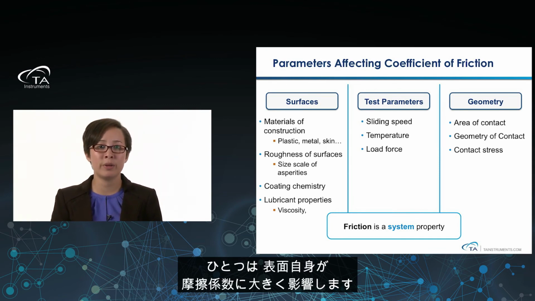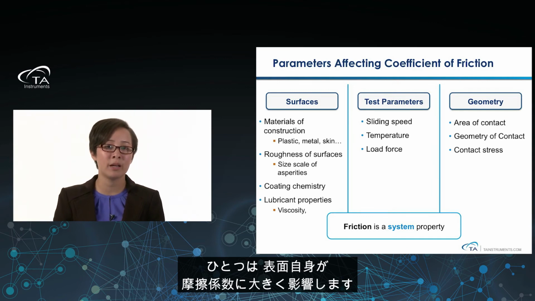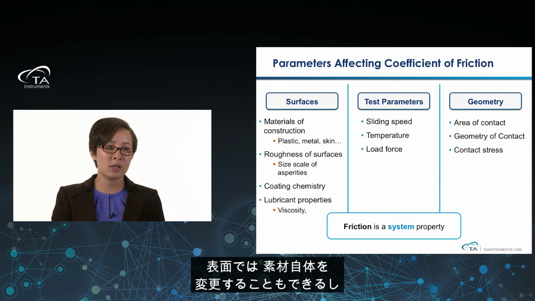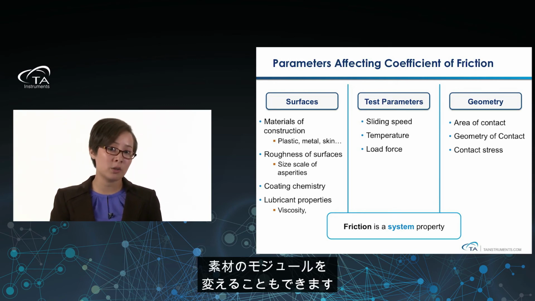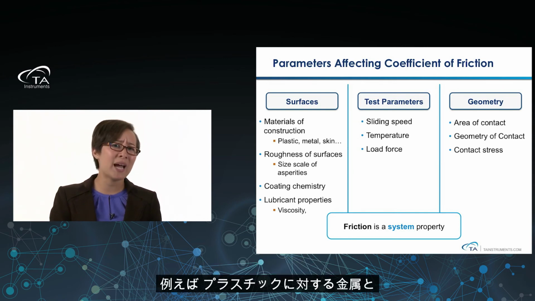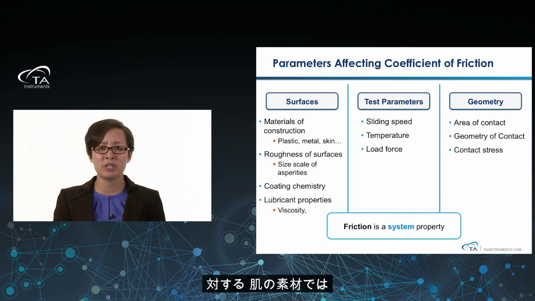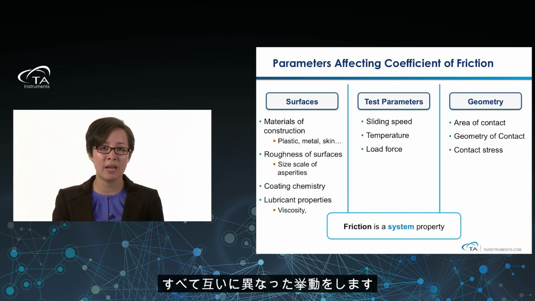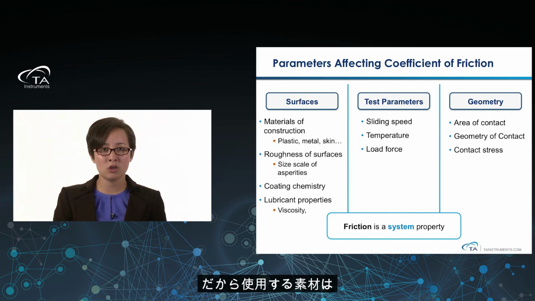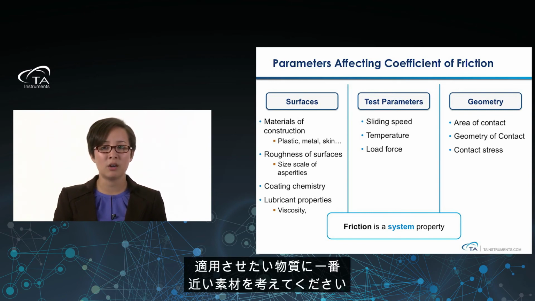So one of which would be the surfaces themselves, which will play a really large role in the coefficient of friction. With the surfaces, you can change the materials of construction, or the modulus of these materials. Things such as plastics versus metal versus maybe a skin substitute are all going to behave very differently than each other. And so the materials of construction is something to consider, of what mimics your application the most.